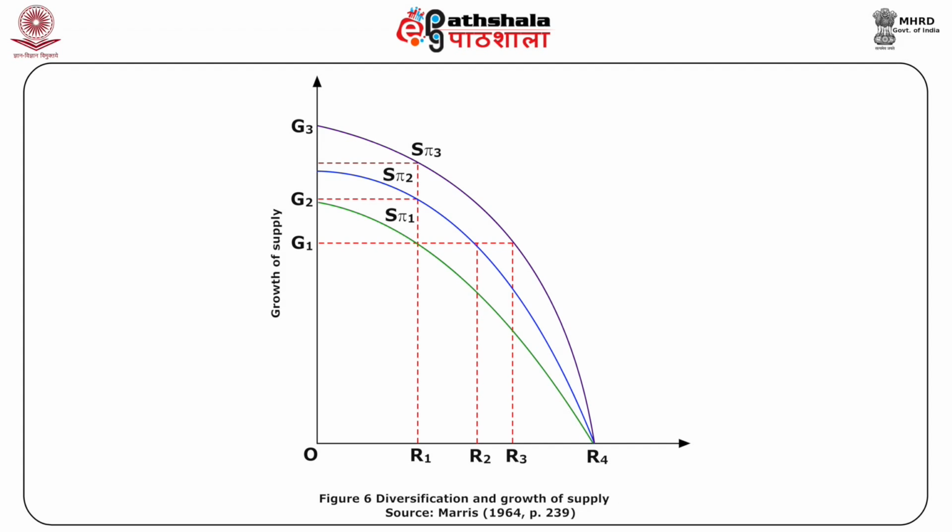From figure 6, it becomes evident that for a given growth OG1, higher levels of profits allow for higher rates of diversification like R1, R2 and R3. For a given level of diversification R1, the higher the profits associated, the higher the growth achieved. Thus, the growth in supply OG3 is associated with Sπ3 and OG1 is associated with Sπ1.